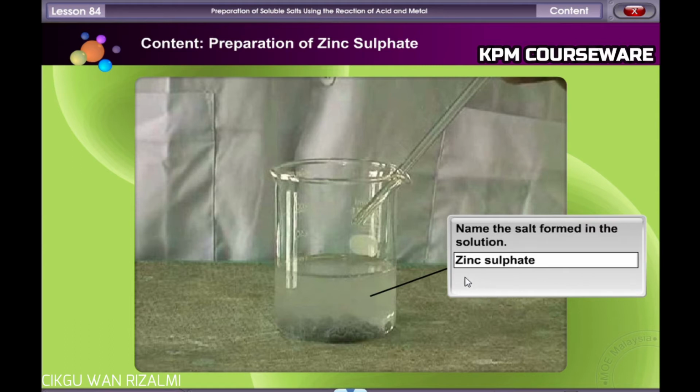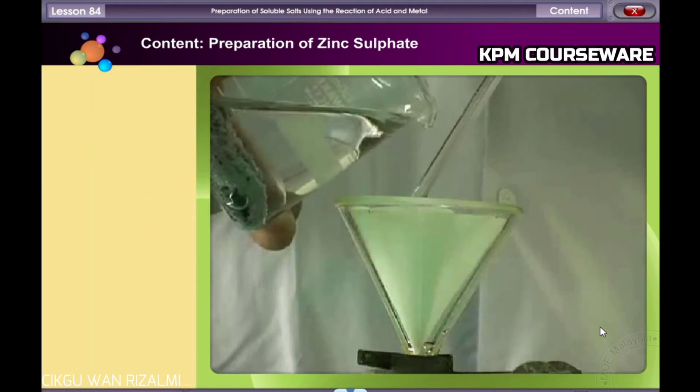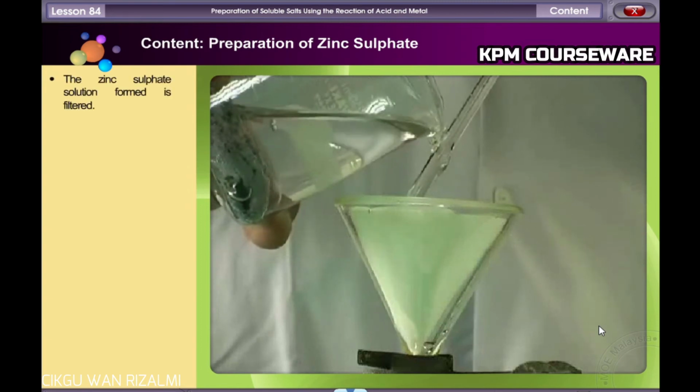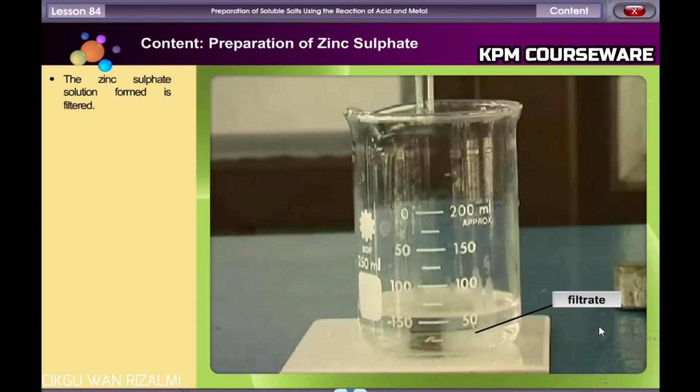The solution formed is a solution of zinc sulfate salt, but there is still some excess zinc powder in the solution. How do we remove the excess zinc powder? Let's see how it is done. Filter the zinc sulfate solution using a folded filter paper placed over a filter funnel.